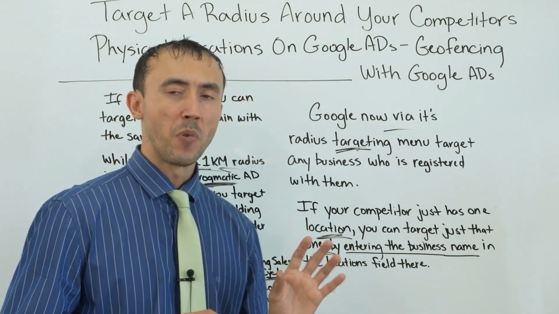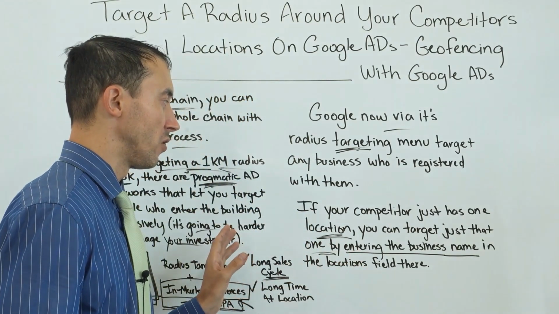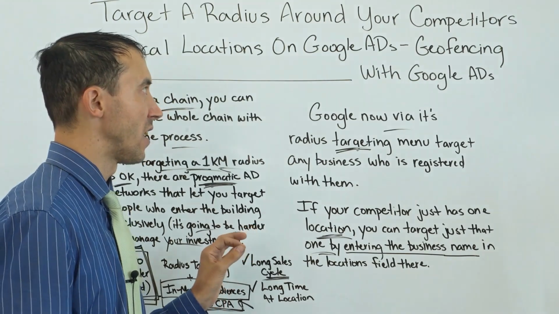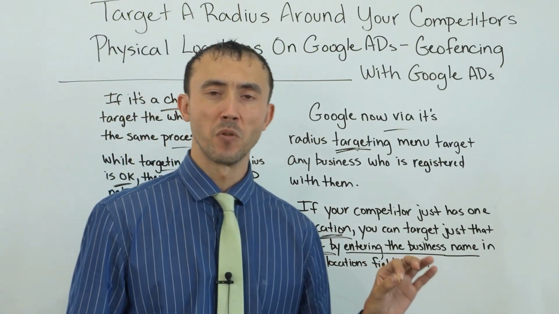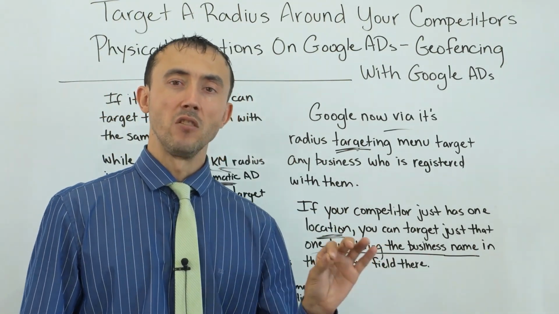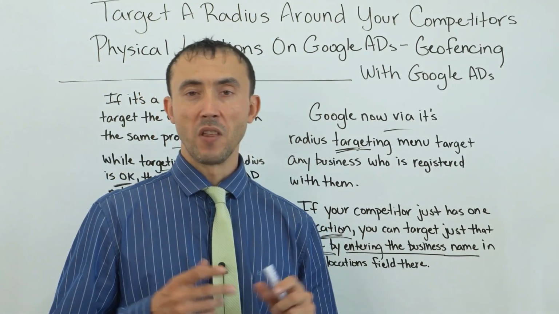With that said, I've pretty much given you the lowdown on the radius and geofencing targeting that Google Ads has provided us now that we can use. And now that you're aware of it, you can use it. Hopefully that made a lot of sense.